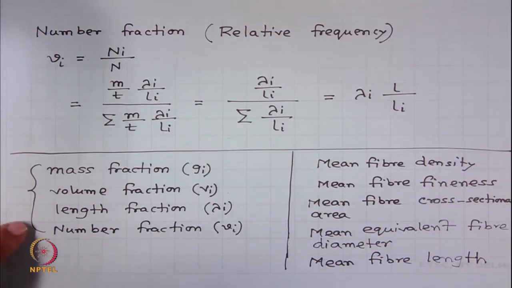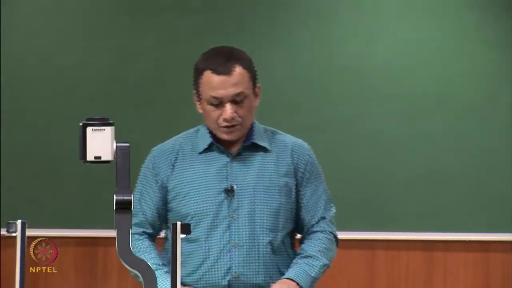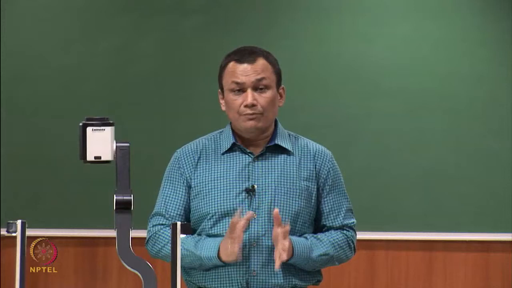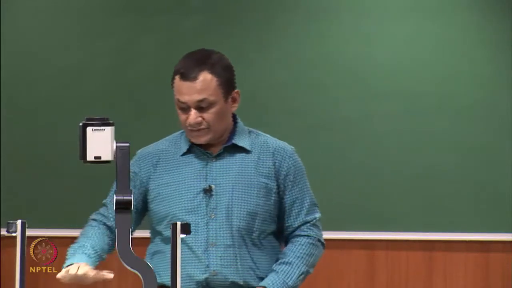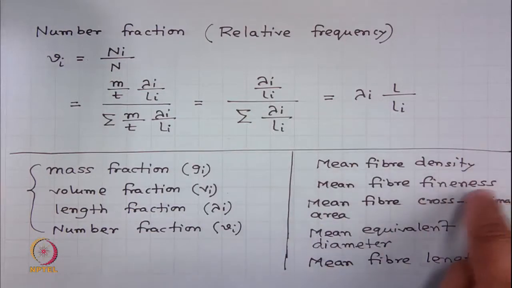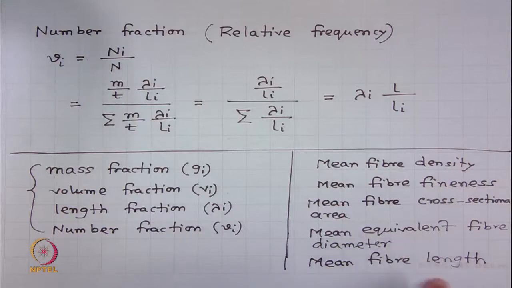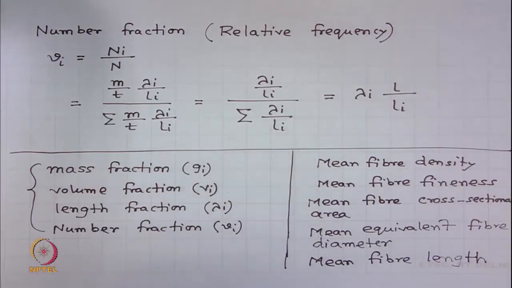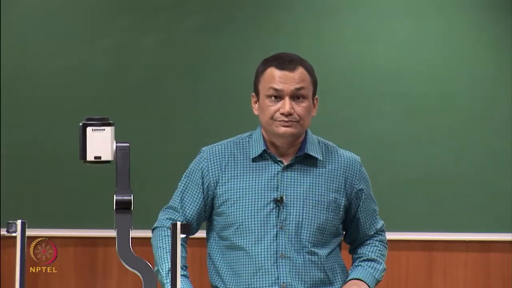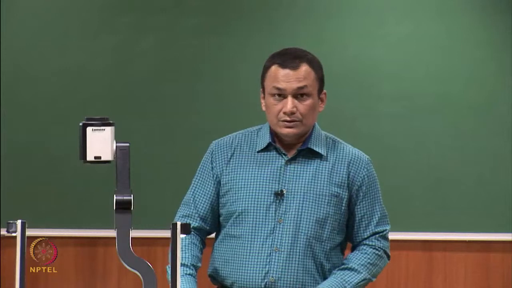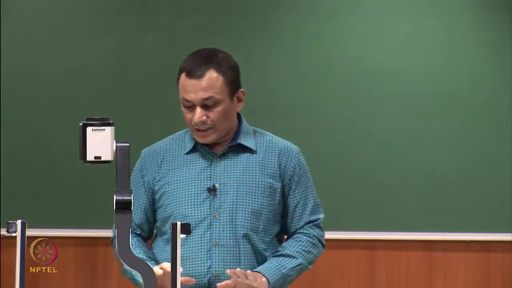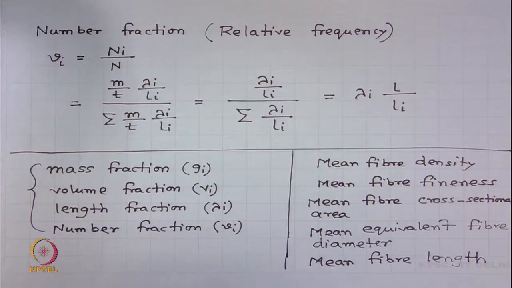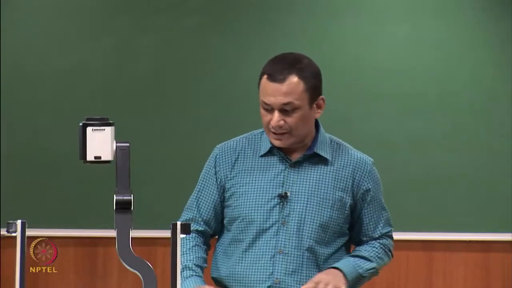So we obtained four fractions and we obtained five characteristics of blend. A blend can be characterized comprehensively in terms of these five characteristics: mean fiber density, mean fiber fineness, mean fiber cross sectional area, mean equivalent fiber diameter and mean fiber length, as well as in terms of these four fractions: mass fraction, volume fraction, length fraction, number fraction. Now we will apply whatever we have learned with the help of one numerical problem. In that way we will characterize comprehensively a fiber blend.